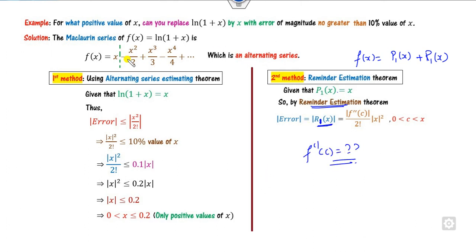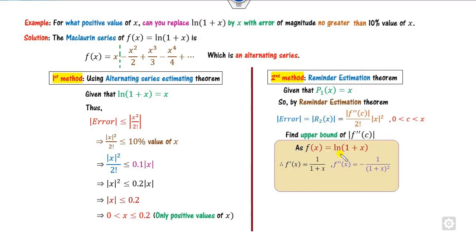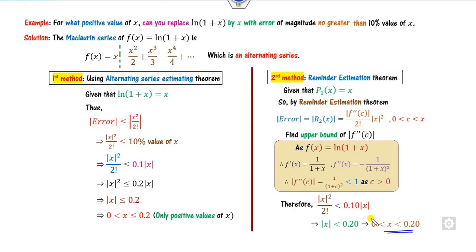How can you find that? What is f(x)? f(x) is ln of 1 plus x. We can take the second derivative. Now the value of f double dash of c is minus 1 over 1 plus c whole square. If you take the modulus value, it will always be less than 1 because c is a positive number. So if you substitute the value here, this is less than 1. So x square by 2 factorial is less than 0.10% here, which is the same as this. You can solve this, and you will get the bounds as here.